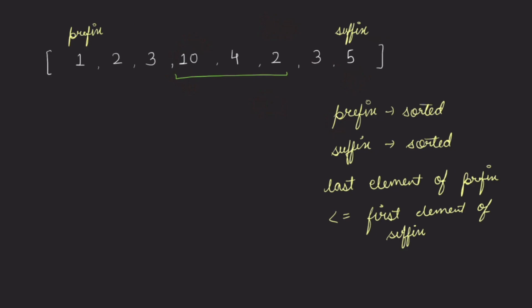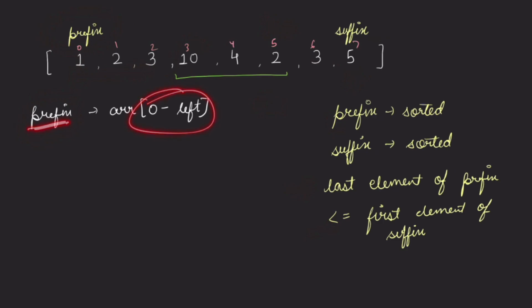Now you don't know what should be the last element and what should be the first element, right? So what you can do is try to find out all the possible combinations. If I denote the prefix with ARR of 0 to left, let me quickly write down the indexes: 0, 1, 2, 3, 4, 5, 6, 7. My prefix is always going to start from the 0th index and go up to some index which I don't know initially, so prefix will always be 0 to left.